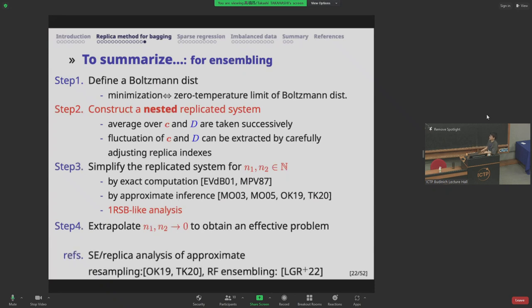Actually, this kind of analysis has been used several times. For example, the derivation of the state of addition was a replica analysis of the approximate resampling algorithm. These two papers used the same kind of analysis. And recently, Bruno Loureiro and his co-authors also considered similar formulas for analyzing random feature ensembling. They also derived a proposed rigorous analysis for this kind of problem.